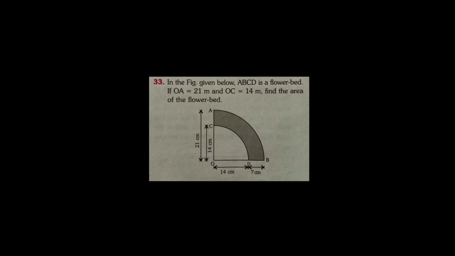Now question number 33. As you can see, here are 2 quadrants, a bigger quadrant and one more, a smaller quadrant. If you subtract the area of this smaller quadrant from this bigger quadrant, you will get this shaded region. The radius of the bigger quadrant is 21 centimeter, as given here, and the radius of the smaller quadrant is 14 centimeter. Now you can easily find the area of this shaded region.